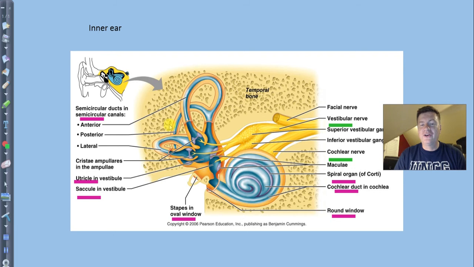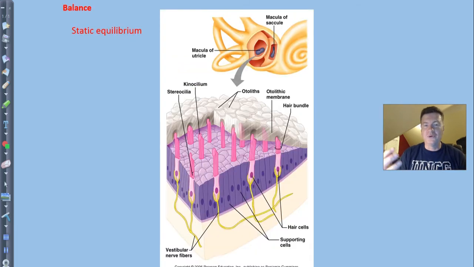Let's deal with over here and just figure out how your body knows how you're balanced, or if you're balanced. So there's 2 kinds of balance. There's the static equilibrium, which is where is your head? When your head is perfectly still, or your head is leaning one direction or another, how does your body know that? And first off, maybe, and more importantly, why does your body need to know that?